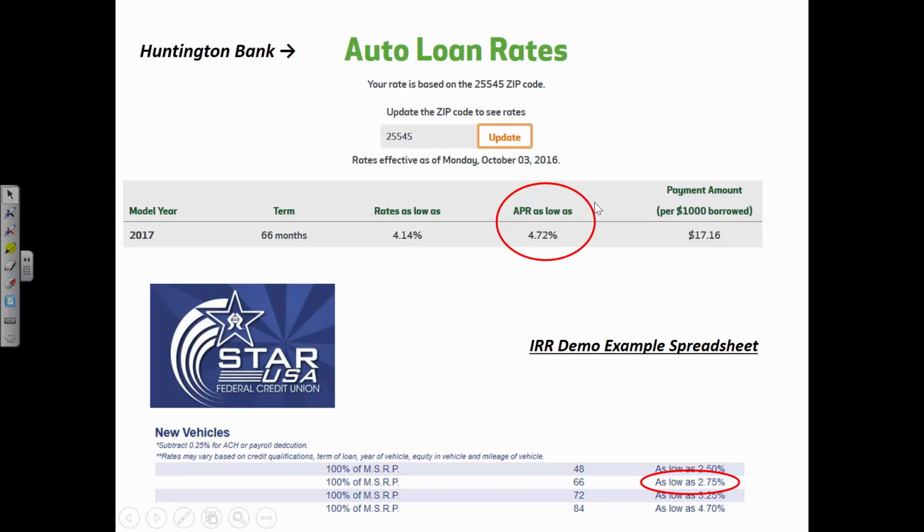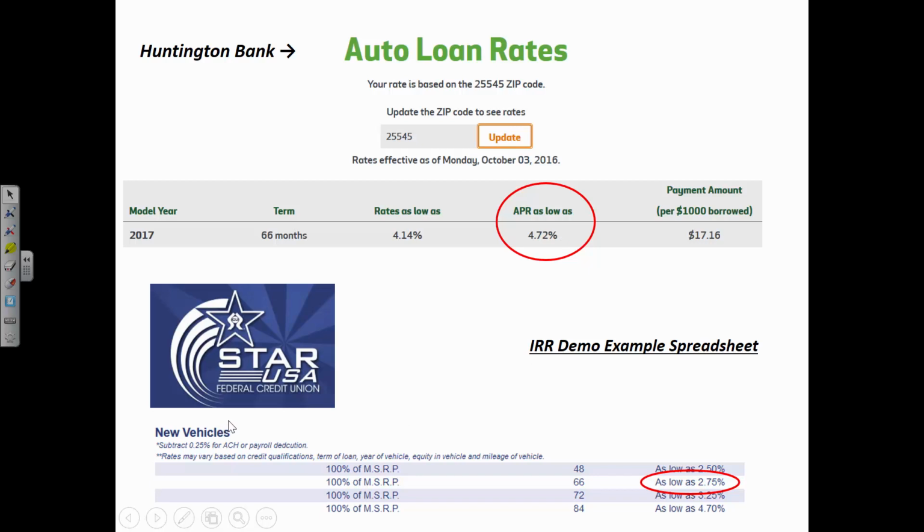Here is an illustration of a couple of different websites I got onto a few years ago to look up how auto rates vary from bank to bank. Maybe if you've ever taken out a loan, you know that not every bank is offering the same interest rate, both in terms of if you're lending money or if you're receiving money. If you go to Huntington Bank, then for an auto loan that has a term of 66 months, if the vehicle model year is 2017, then they're charging an APR of 4.72%.